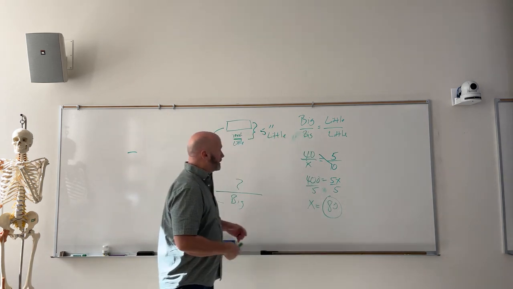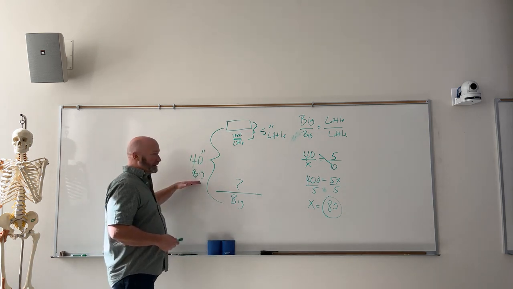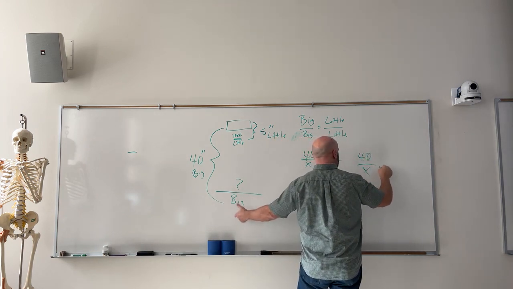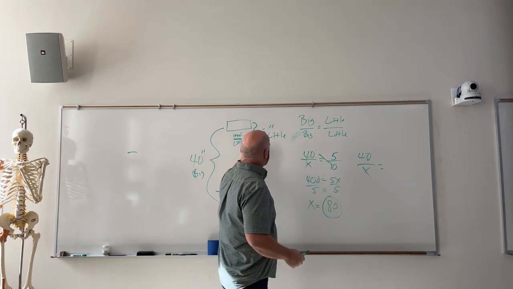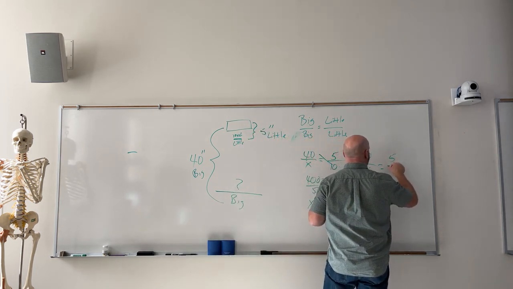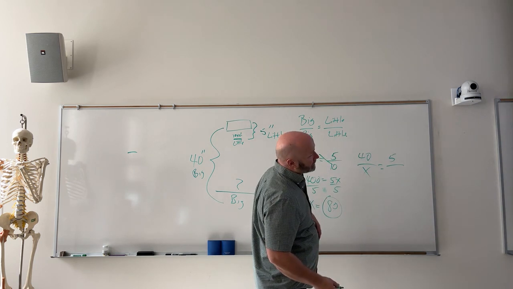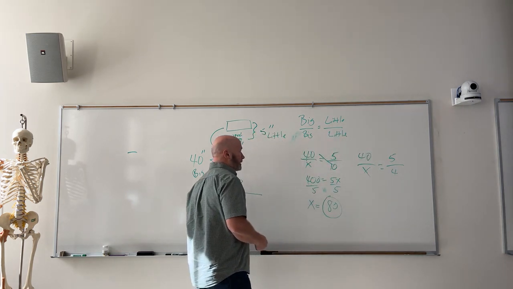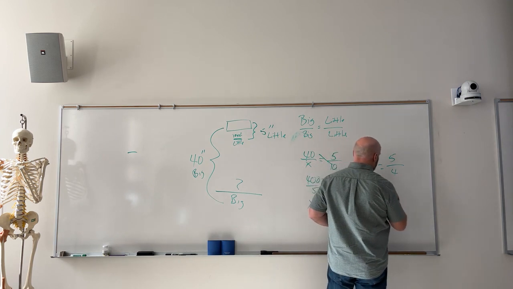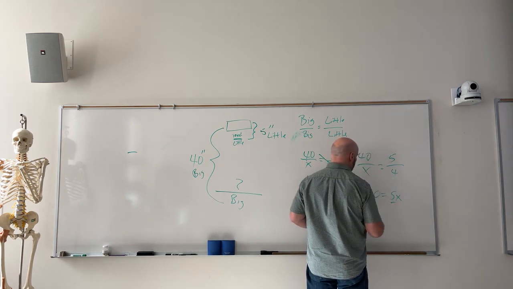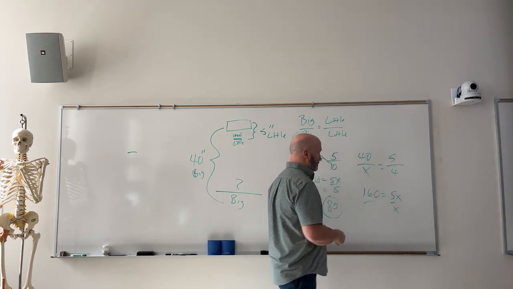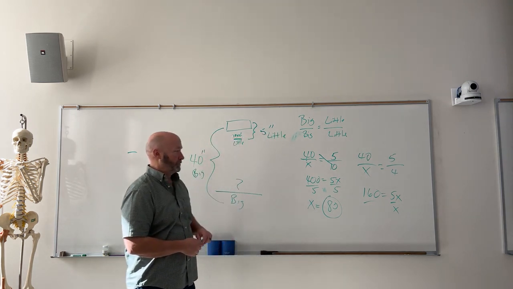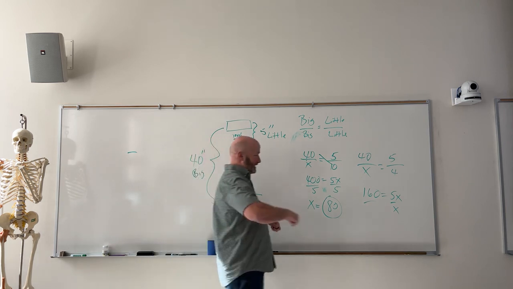So if we work out the other dimension, has our SID changed? No, it has not. So it's still 40, and we don't know what the other one is, but it's really the same thing here, right? And then our other one was 4. Okay, 4. So now what do we do? Cross multiply. We have 160 is equal to 5x. So it's going to be 32 equals x.